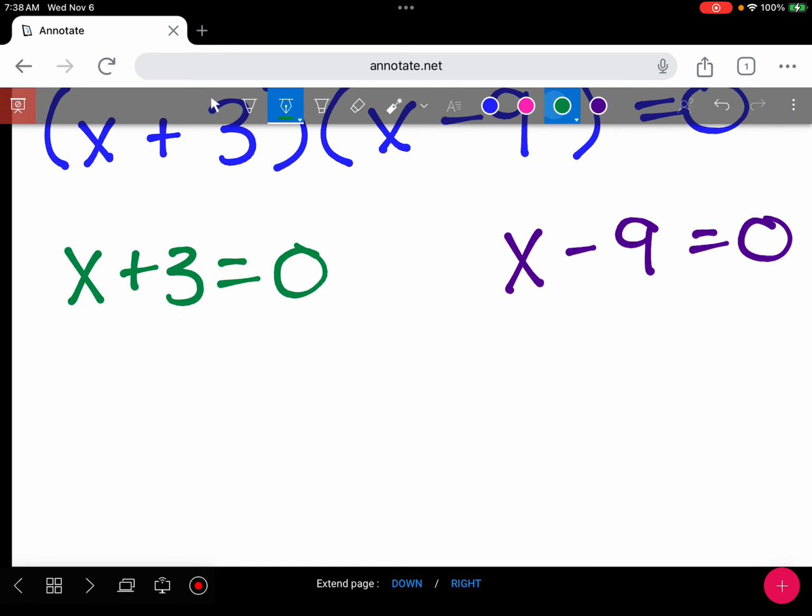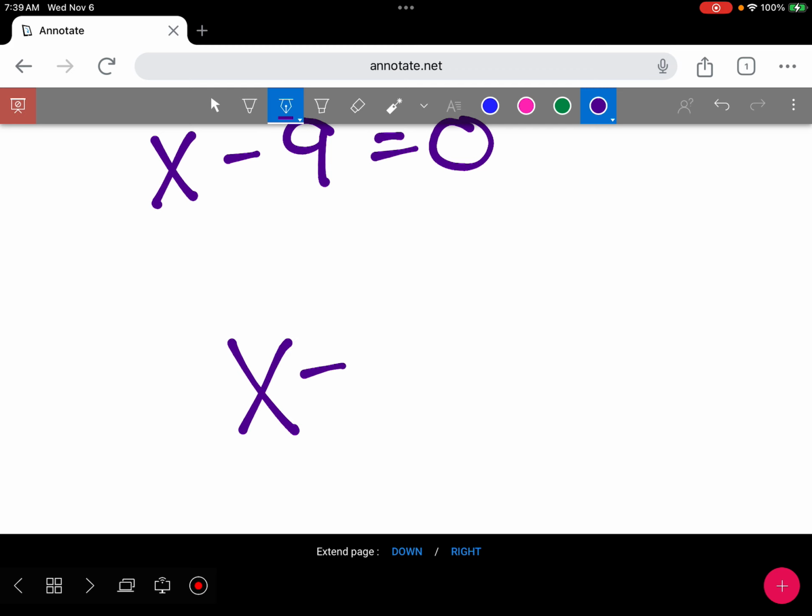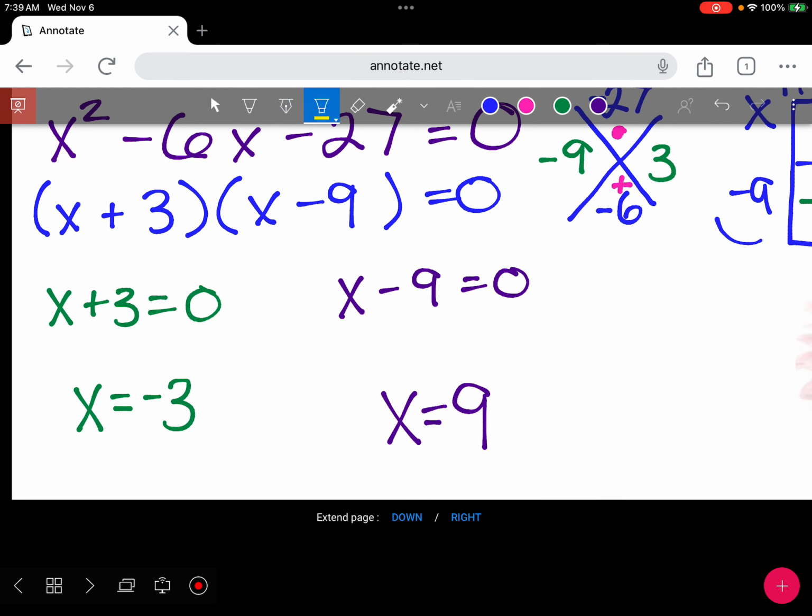So for my left one here, my green one, my x plus 3 equals 0. What do I get when we solve for x? X equals, what do we get on this one? Negative 3. Subtract 3 from both sides. On the right one, my x minus 9 equals 0. What do we get as our solution? Positive 9. Add 9 to both sides. So our two solutions are negative 3 and positive 9.